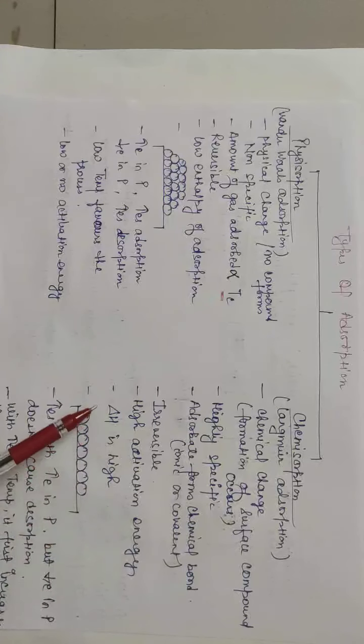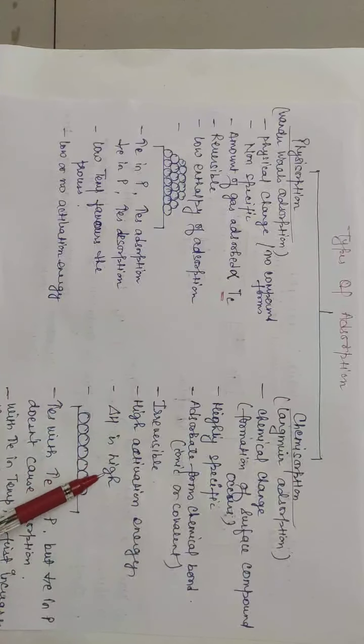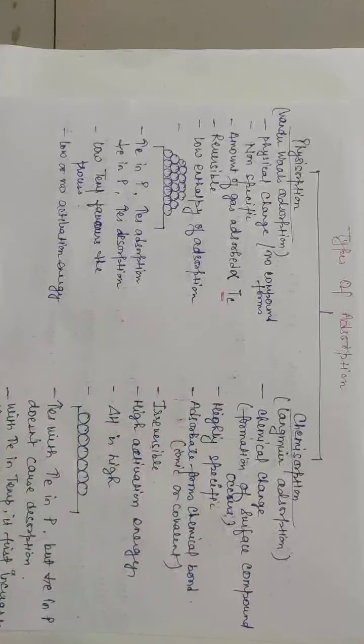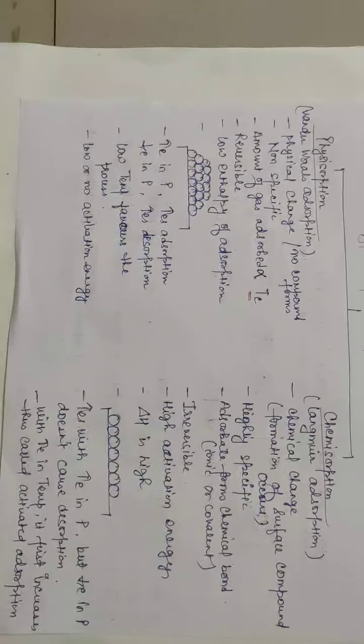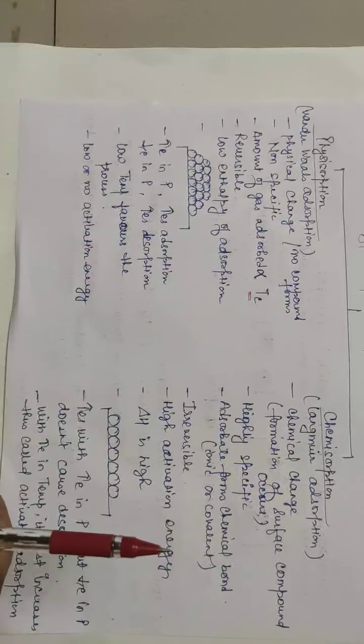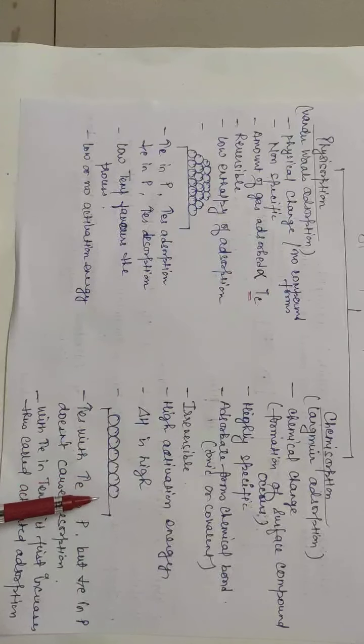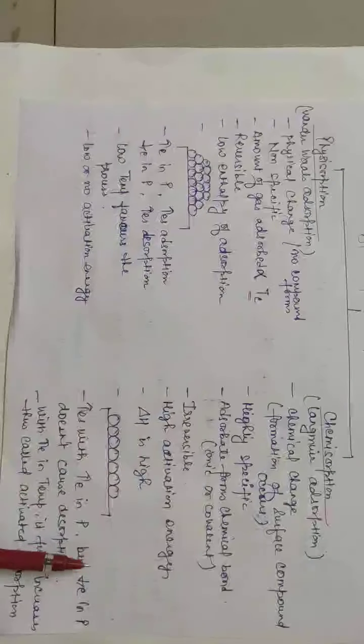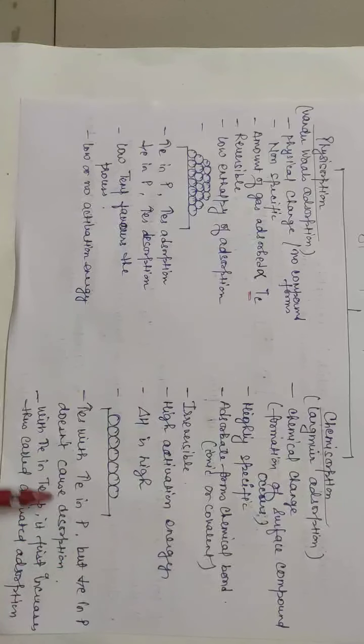The enthalpy of adsorption is also very high. It forms a unimolecular layer of adsorbate on adsorbent. With increase in pressure, it increases, but decrease in pressure doesn't cause any desorption. As the chemical bonds have formed, it is very difficult to reverse the process.